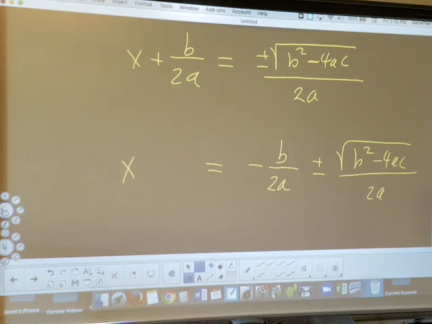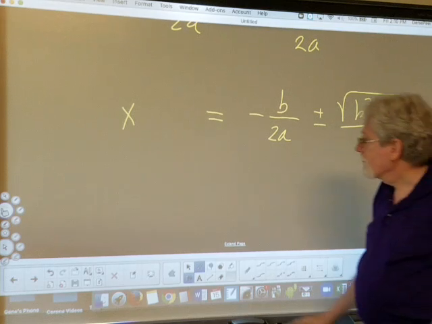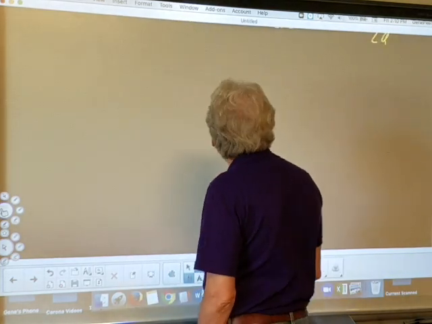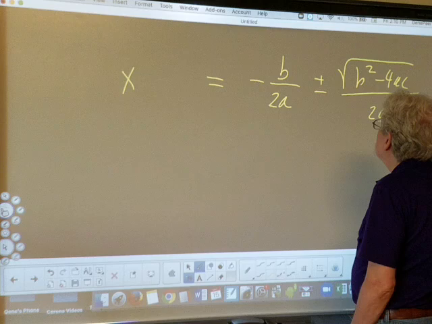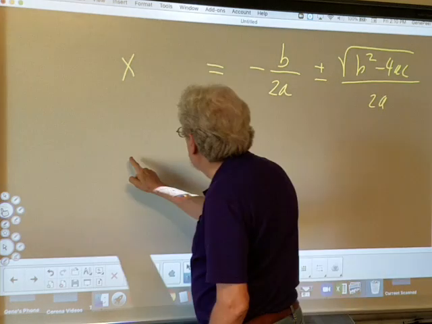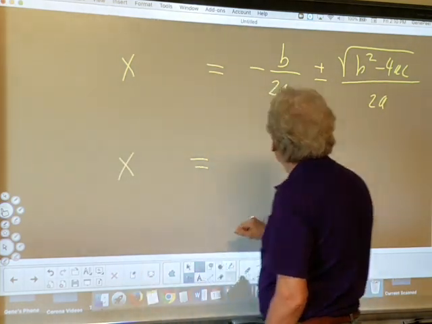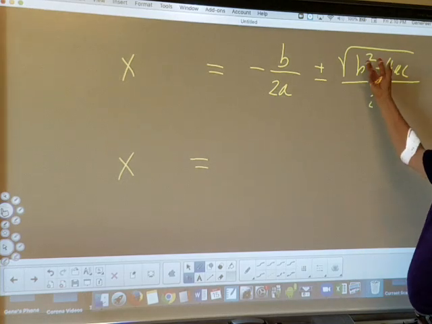Look, I have common denominators. Cool. If I have common denominators, I should be able to combine the numerators. Sure enough. So now we have x equals, all right, put the numerators together.